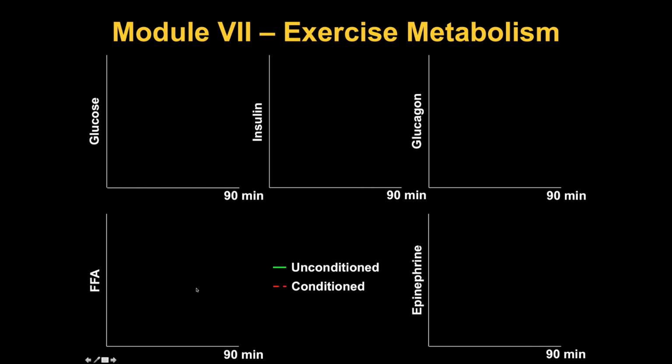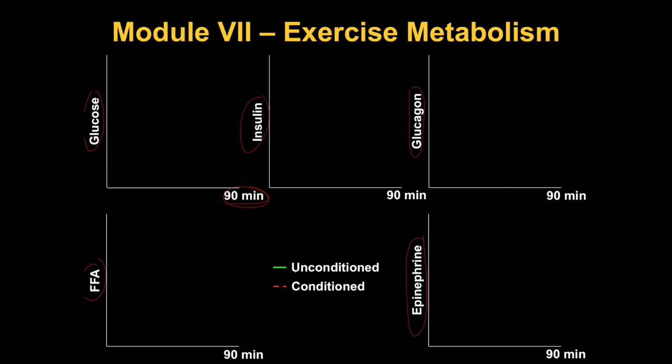Okay, so let's look at all of this put together graphically. So in these series of graphs here, on the y-axis, we have glucose on this panel, we have insulin on this y-axis, we have glucagon on this y-axis, and we have free fatty acids on this y-axis, and epinephrine on this y-axis. On the x-axis for all of these figures, we're looking at exercise out to about 90 minutes in time. So we have time on the x-axis.